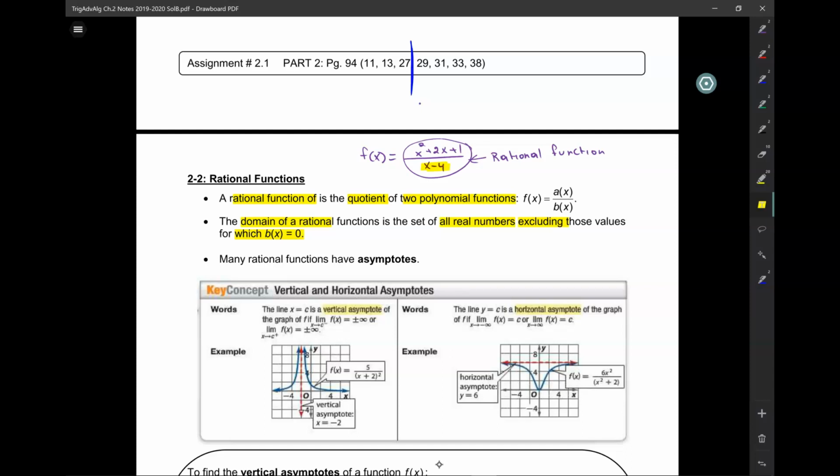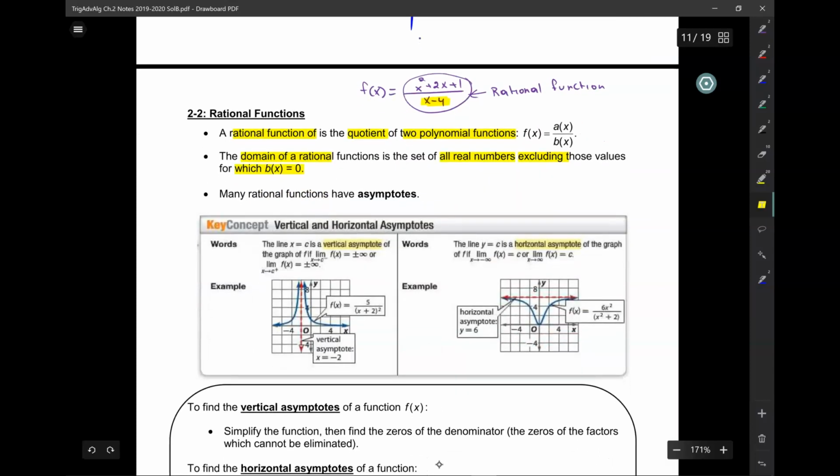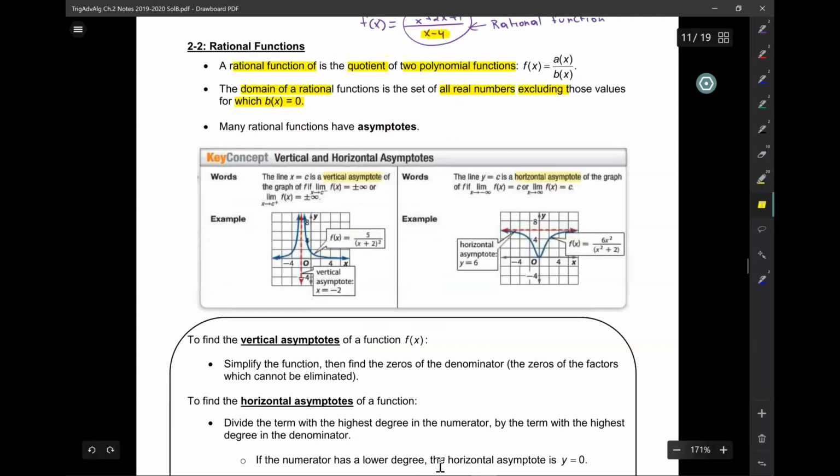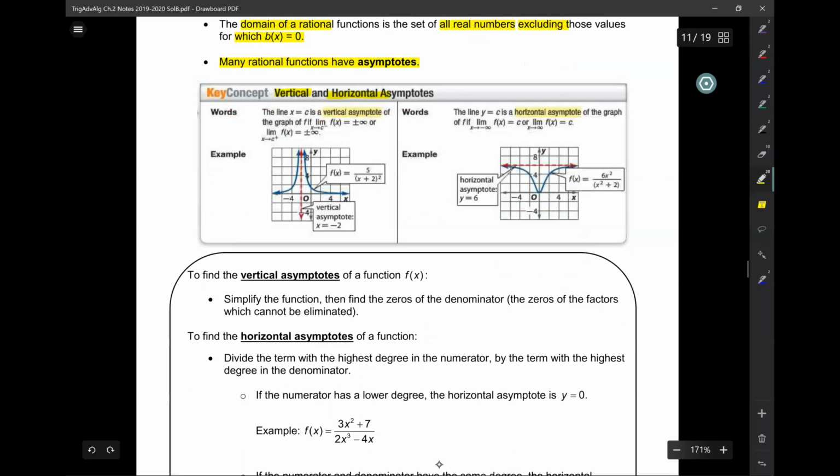Another thing about rational functions is many have asymptotes. So let's talk about what type of asymptotes they are allowed to have. Rational functions can have both vertical and horizontal asymptotes. One is independent of the other, so we're going to treat them independently. What does a vertical asymptote look like? That's a vertical asymptote. That is a line that the graph absolutely cannot cross.